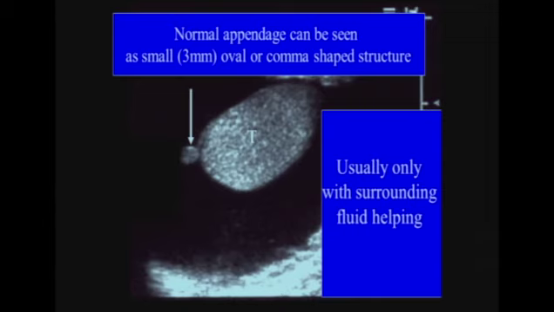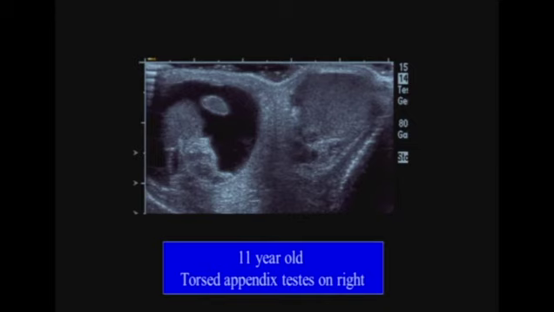So this is an example of a normal appendage seen as a small 3 millimeter oval or comma-shaped structure. T marks the testes. This image allows you to see it better because there's a large hydrocele which is incidental in this patient. This is an 11-year-old with a torsed appendix testes on the right. The left side looked normal. This image is a little bit higher than most of the testicle and was created for you to see the torsed, more prominent than normal appendix testes.